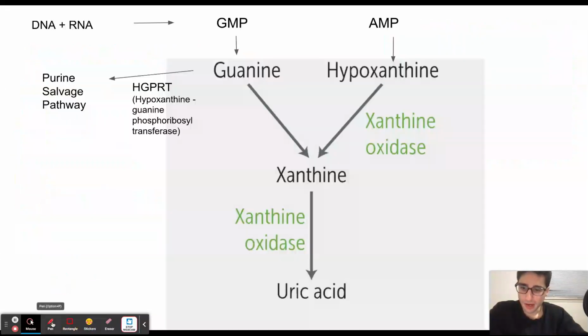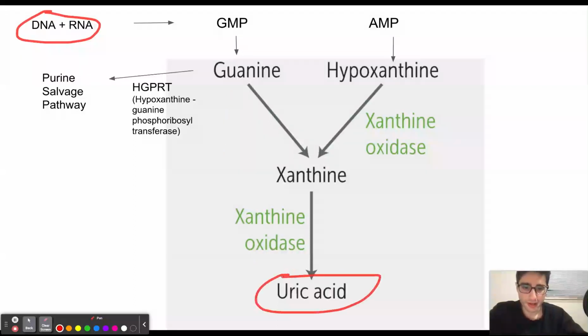Now let's go over the biochemistry of Lesch-Nyhan syndrome, because this tends to be very high yield. When we consume foods, we're consuming DNA and RNA, and DNA and RNA can be converted into purines and pyrimidines. In this picture, I have the purine metabolism, because purine metabolism is responsible for producing uric acid, which plays an important role in Lesch-Nyhan syndrome.